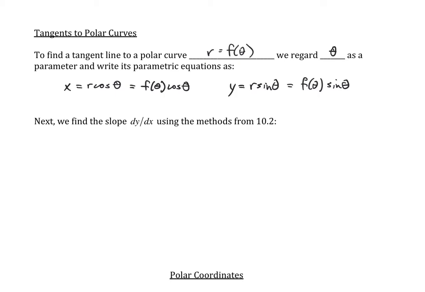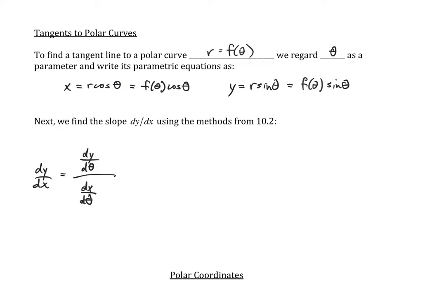So what we want to do is use the methods of 10.2 to find the slope dy/dx, right? dy/dx, this is the slope of the tangent line. So how are we going to do that? Well, dy/dx, as we saw earlier, is going to be equal to dy/d theta, because theta is our parameter this time, divided by dx/d theta.